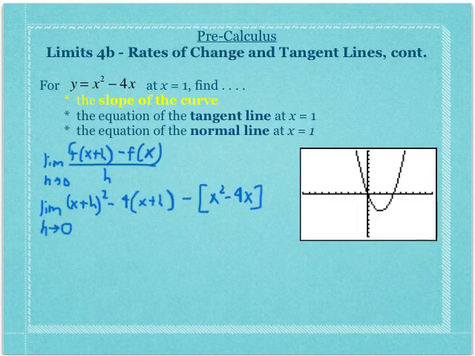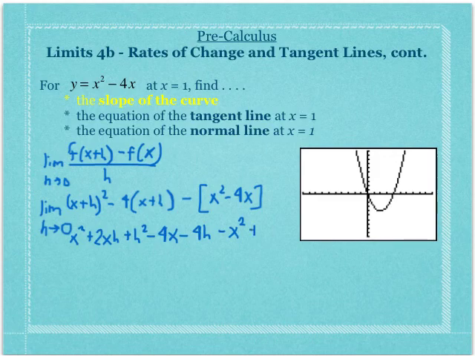Alright, let's actually square this. If I square, I'm going to get x squared plus 2xh plus h squared. Now I distribute the next part, minus 4x minus 4h, and then my other part is going to be minus x squared plus 4x. Now if I did this correctly, I'll probably get some things that can cancel out. Sure enough, here's an x squared and a minus x squared. Here's a minus 4x and a plus 4x. And so those things cancel out. That helps me out quite a bit.